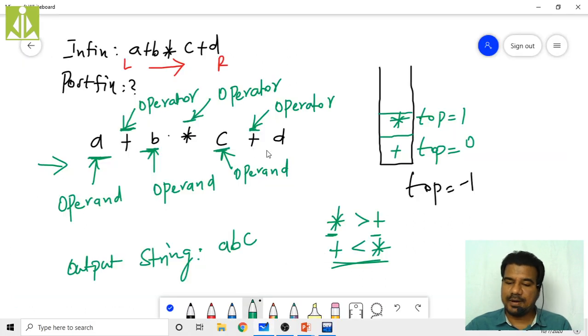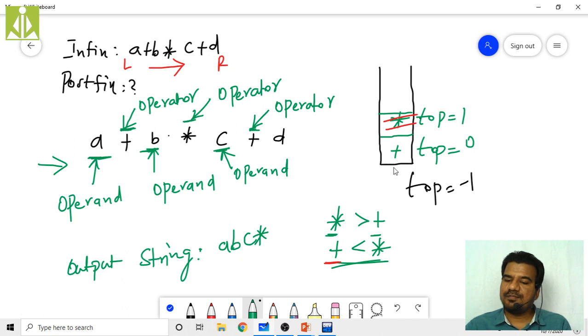So our scanned operator is this one. Our scanned operator is plus. Now we are comparing with asterisk, that is the multiplication symbol. Multiplication symbol definitely has the higher precedence. So what we have to do? Pop this one and add it to the output string, that is asterisk.